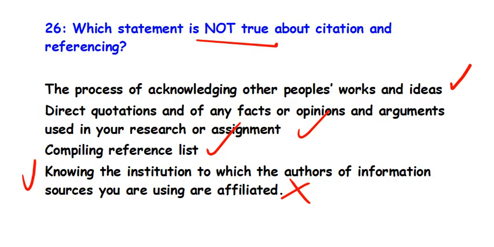This is our answer. Knowing the institution to which authors are affiliated. Why is that important? Although this might be useful, this is not the core requirement of citation, okay? You might know where the author comes from. Okay, it's from the University of Zambia, it's from Copperbelt University, it's from Harvard University. You might know that information. But when it comes to referencing, that is not the core requirement of citation.